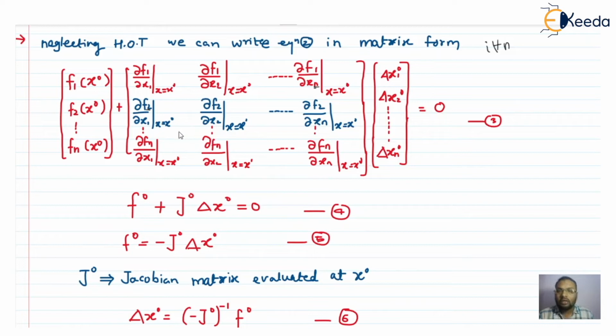We are not going into detail on these types of matrices, but as this matrix consists of partial differentiation, it is called a Jacobian matrix. So for the Jacobian matrix I'm using the term J, multiplied by this column matrix, the correction vector matrix: del x1, del x2, these are the correction vectors, equal to 0. This is equation number 4.